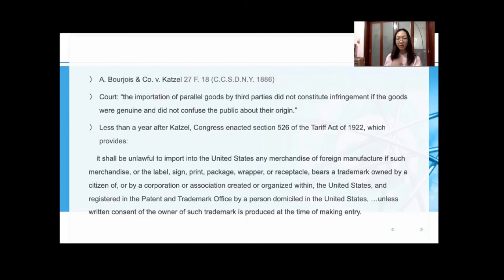526 of the Tariff Act of 1922, which provides: It shall be unlawful to import into the United States any merchandise of foreign manufacture if such merchandise or the label, sign, print, package, wrapper, or receptacle bears a trademark owned by a citizen of, or by a corporation or association created or organized within, the United States and registered in the Patent and Trademark Office by a person domiciled in the United States, unless written consent of the owner of such trademark is produced at the time of making entry.